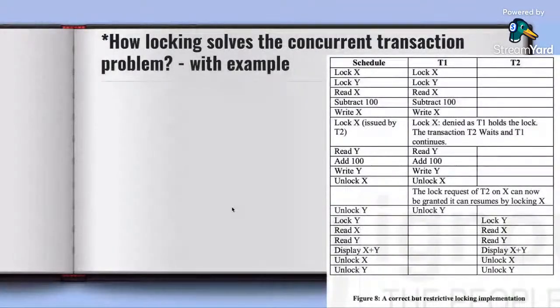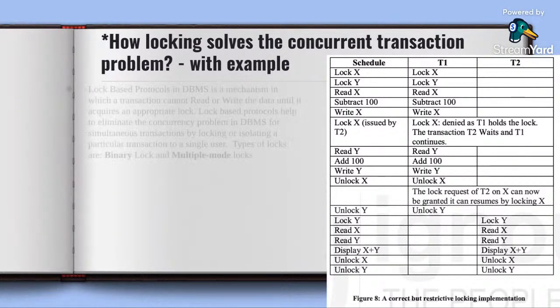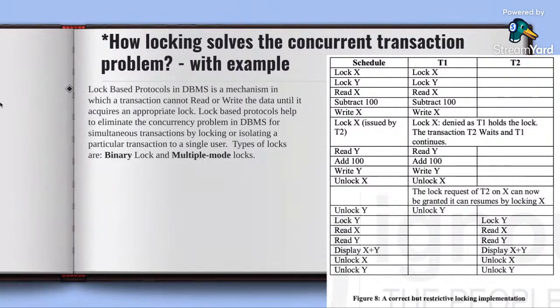And that's it. Okay, so how locking solves the concurrent transaction problem, with an example. We'll take a look at this example basically. Lock-based protocols in DBMS are a mechanism in which a transaction cannot read or write until it acquires the appropriate lock. Lock-based protocol helps to eliminate concurrency problems in a database for simultaneous transactions by locking or isolating a particular transaction to a single user. Types of locks are binary lock and multiple locks.